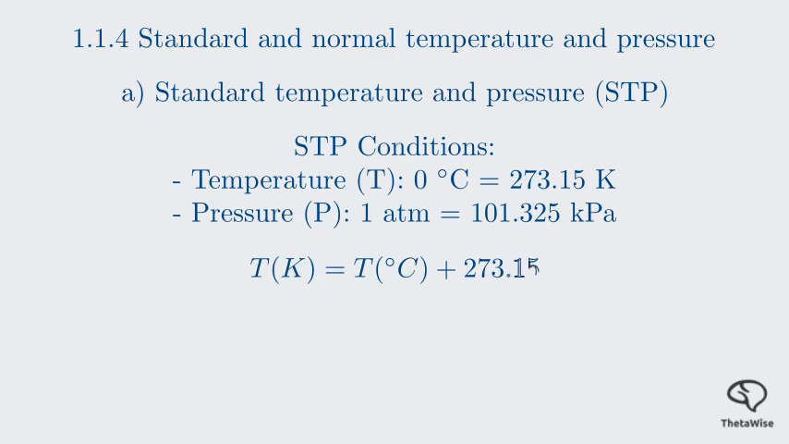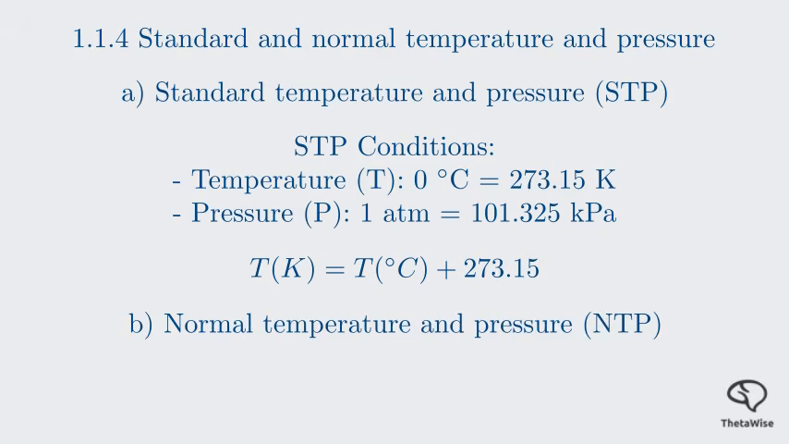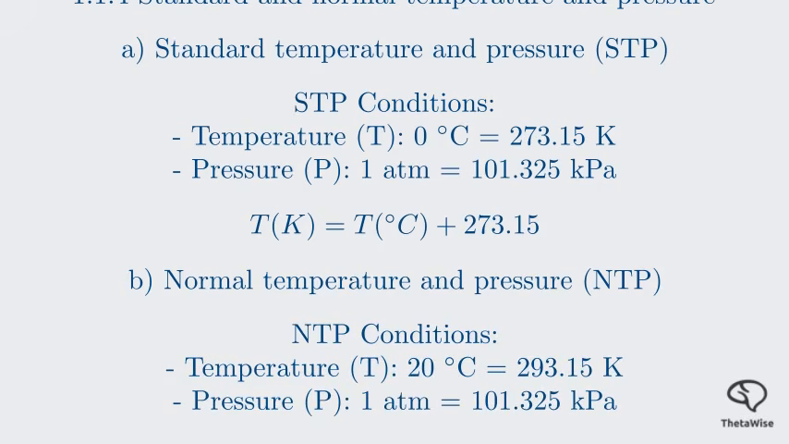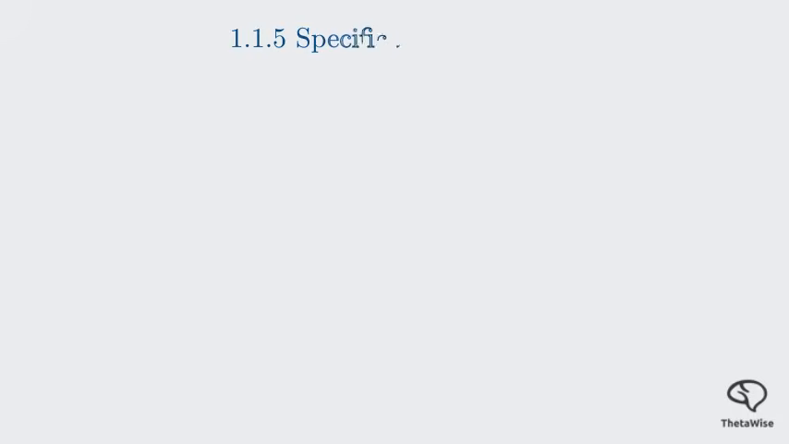It's important to be able to convert between Celsius and Kelvin. The formula is simply to add 273.15 to the Celsius value. For example, 0 degrees Celsius is 273.15 Kelvin. Another standard point is normal temperature and pressure, or NTP. The normal temperature is 20 degrees Celsius, or 293.15 Kelvin, and the pressure is the same 1 atmosphere, or 101.325 kilopascals, as STP. Our next topic is specific heat capacity, a crucial property when dealing with temperature changes.